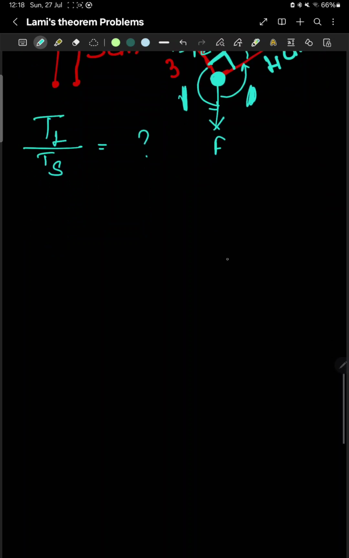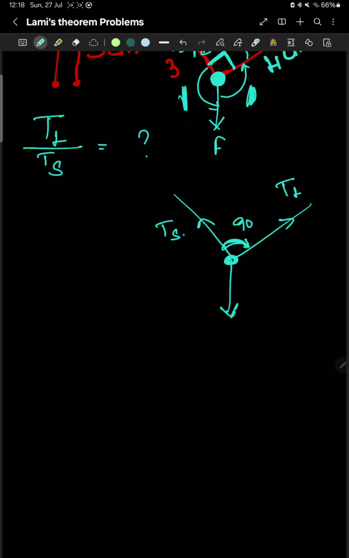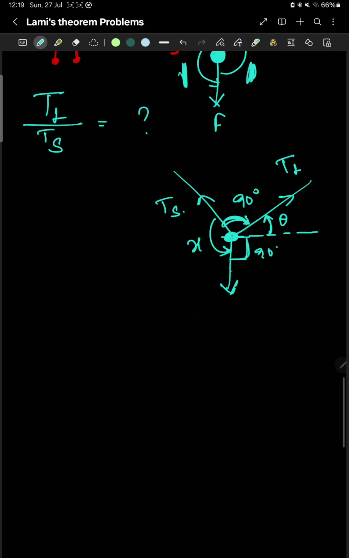Now I am going to redraw this diagram. Let us consider this as the bob, and the force downwards, here the longer tension, and here the shorter tension. Here I know the angle as 90 degree and I don't know this angle, so I am going to consider this angle as X. If I draw a perpendicular line, consider this will be 90 degree, and it is making an angle of theta here. When I add these two angles, it will be 90 plus theta. So 90 plus theta will become the angle between F and the longer tension.